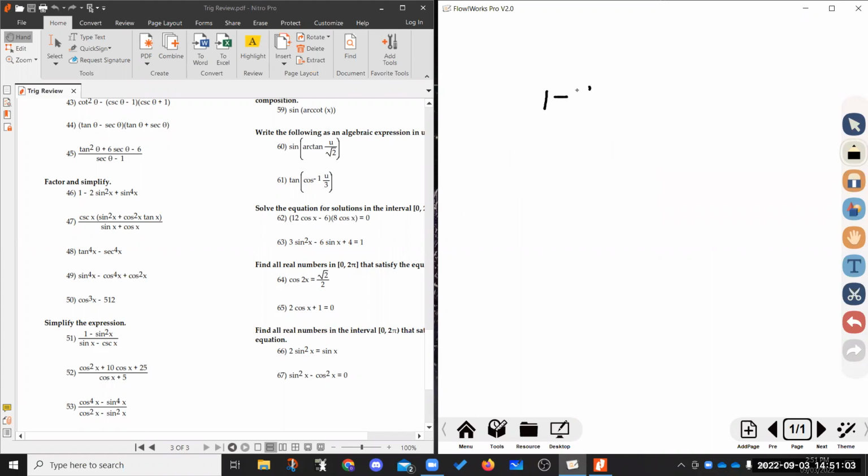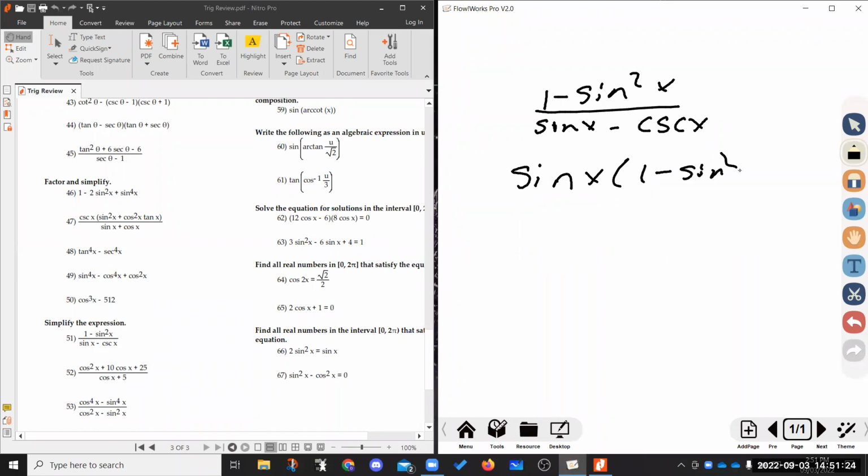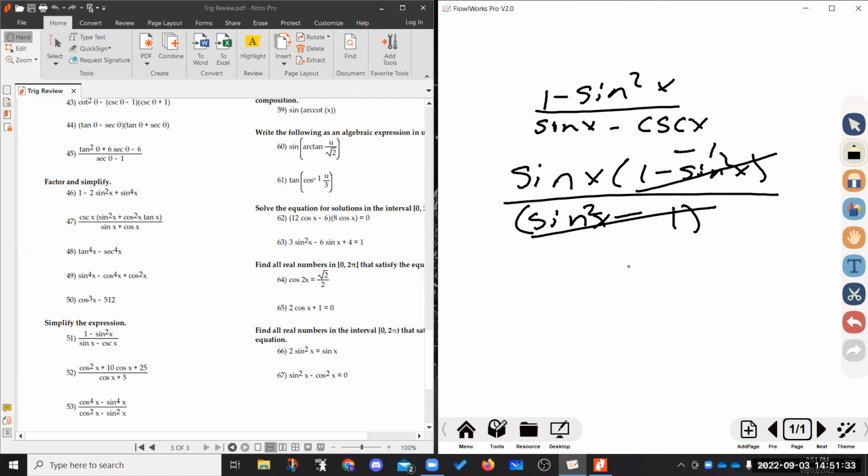Now we're going to simplify 1 minus sine squared x over sine x minus cosecant x. I don't like that cosecant because it's got a divisor of sine, so I'm going to multiply everything by sine. Sine times 1 minus sine squared over sine squared minus 1. So these are opposites of one another that give me a -1, and I end up with negative sine.